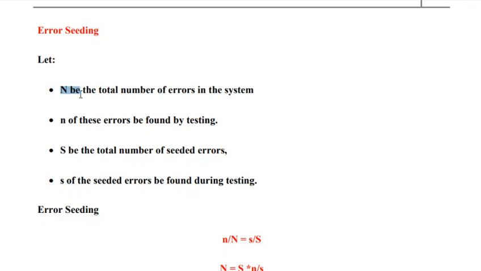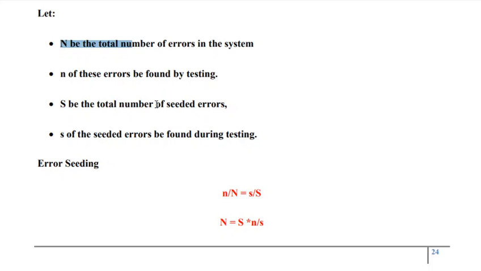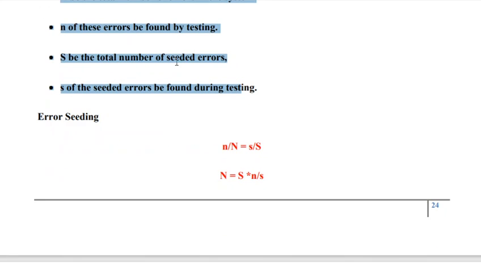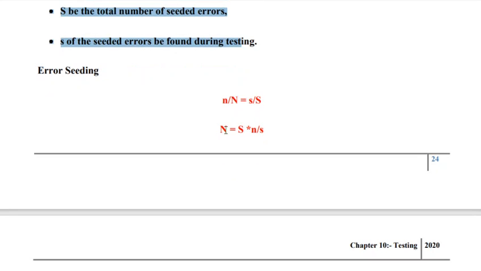Okay. Now let capital N be the total number of errors that may be there in the program, small n be the number of detected errors, capital S be the total number of seeded errors, and small s be the total number of seeded errors that are detected. So capital N, total number of errors; small n, total number of errors detected; capital S, total number of seeded errors; and small s, total number of seeded errors detected. If I have to create a relationship, what we have is small n by capital N equals small s by capital S. So we're just creating a proportion. By performing cross multiplication, we can say that capital N equals capital S into small n by small s, right?